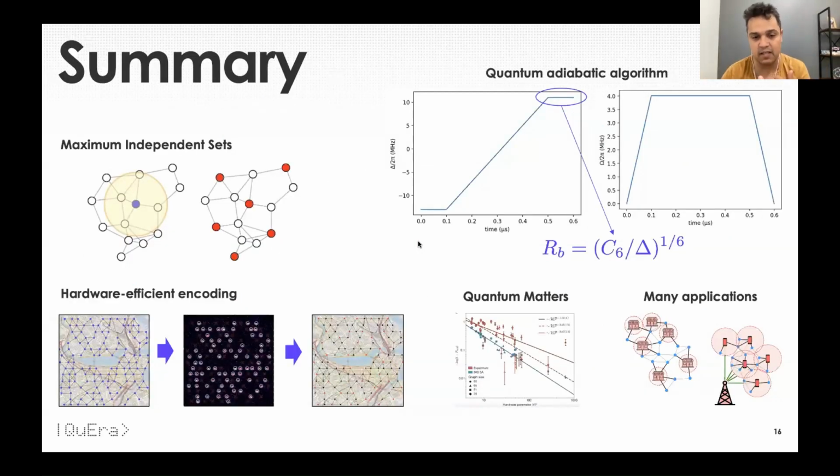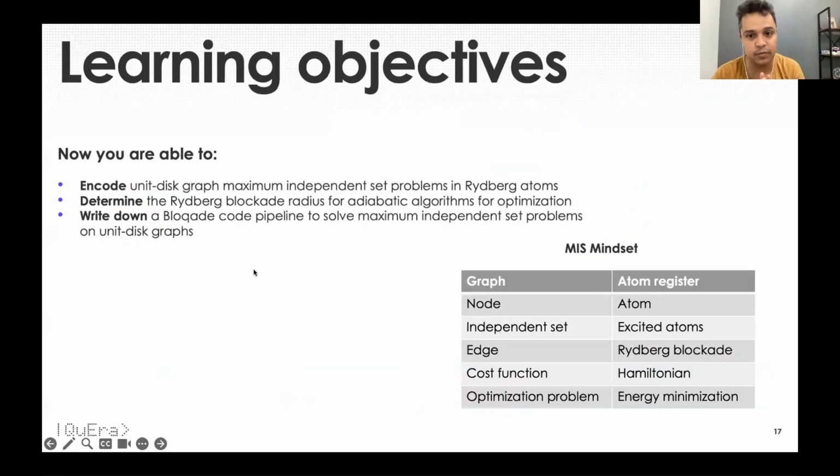So maximum independent set, don't forget that we can make hardware efficient encodings. This flexibility is something that is very interesting in the hands of the user. What an adiabatic quantum algorithm looks like and how you define basically the end of this algorithm, that's the most important part, which you define via the blockade radius. Remember that quantum matters, even when it's not quantum matter. And remember that we have many applications. I'll leave you with our learning objectives so that you can revise, and with the mindset of how we think of MIS with our type of systems. And we will call it a day for today's tutorial.